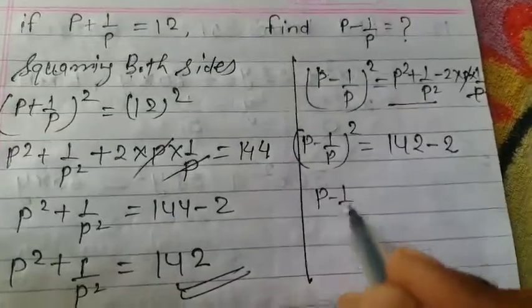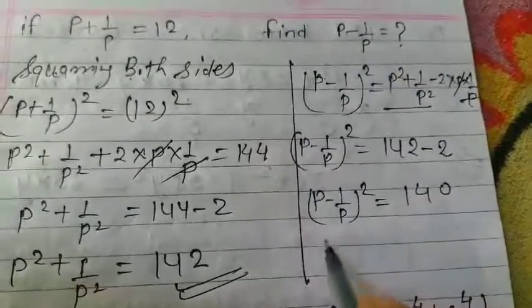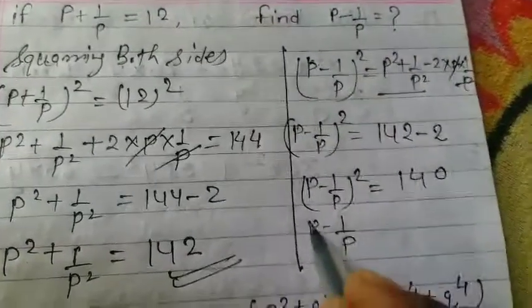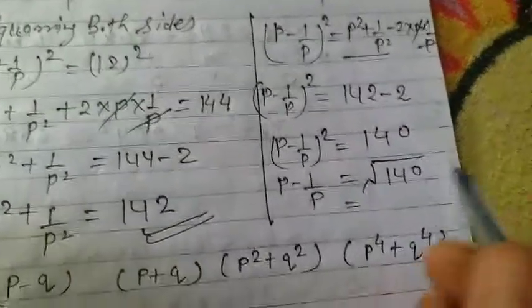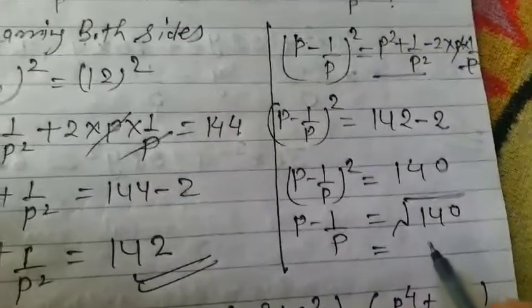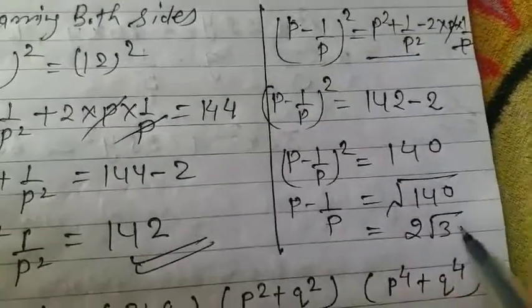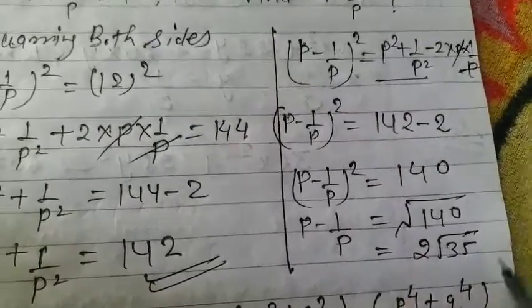Now (p minus 1 upon p) whole square gives 140. Then the value of p minus 1 upon p equals under root of 140. Now take the square root of 140, it gives 2 root 35. This is the answer.